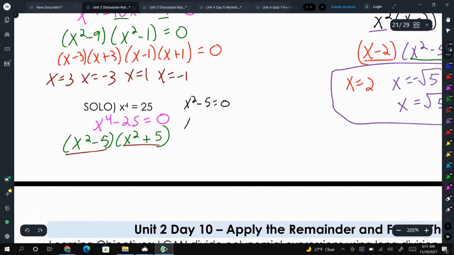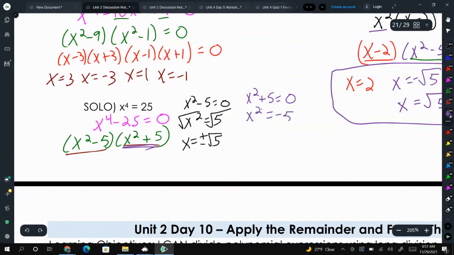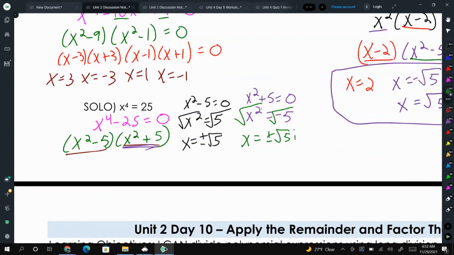Well, that's not too bad. We just did that. We square root both sides. X equals plus or minus the square root of 5. But for this one, x squared plus 5 equals 0. Okay, we subtract 5 from both sides. Oh, x squared equals negative 5. And when we square root that, we're going to have the imaginary solution. So x equals plus or minus the square root of 5i. Because that negative inside the square root means we have the imaginary solution.